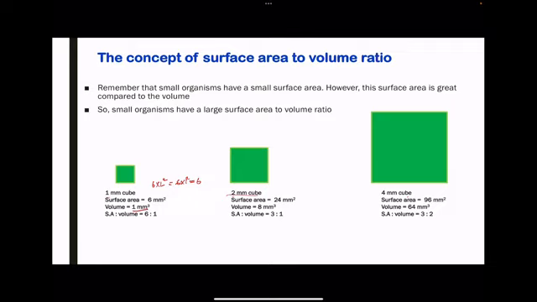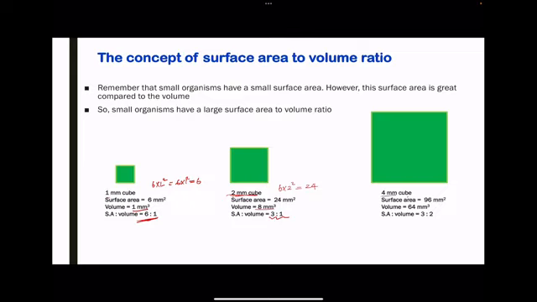If we do similar calculations for the 2 millimeter cube, the surface area is going to be 6 times 2 squared, which is 6 times 4, giving us 24. Then the volume is going to be 2 times 2 times 2, giving us 8 millimeters cubed. The surface area to volume ratio is going to be that. We can see this one has a greater surface area to volume ratio, although it was the smallest.